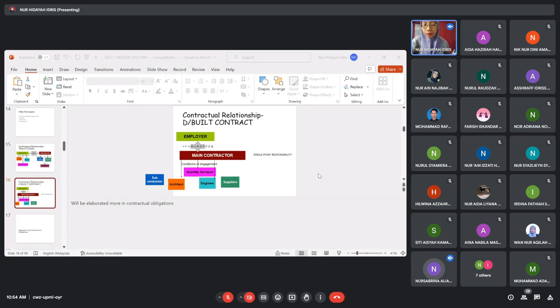Differences. In the design and build contract relationship, the employer only can sue the main contractor. Different with the traditional contract relationship, the employer can sue the consultant and the main contractor too. Okay, Sabrina, name one person to explain. Next.